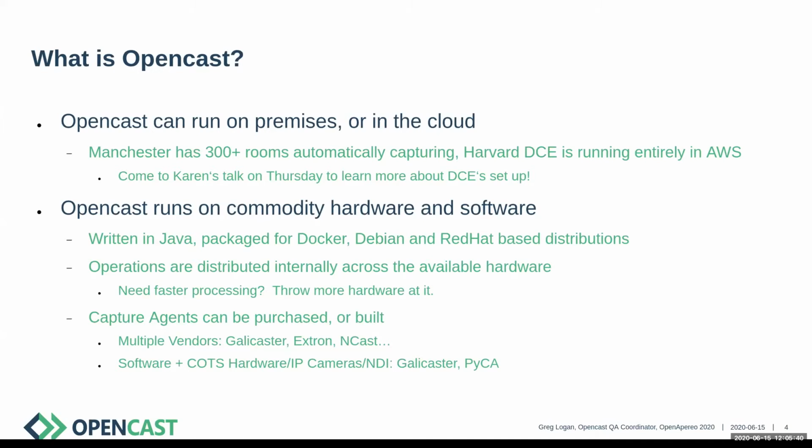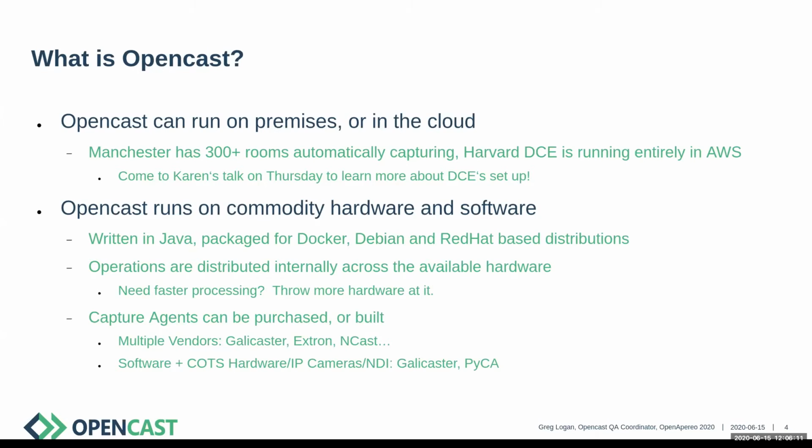Opencast runs on commodity hardware and software. Sorry, I've got a really bad frog. We're written in Java, currently Java 8, supporting Java 11 soon. We're packaged for Docker, Debian, and Red Hat-based distributions. That's not to say that it won't work for other installs, just that those are sort of the tested versions that we actually test against. Because we're written in Java and use Maven, I mean, it should work just about anywhere.